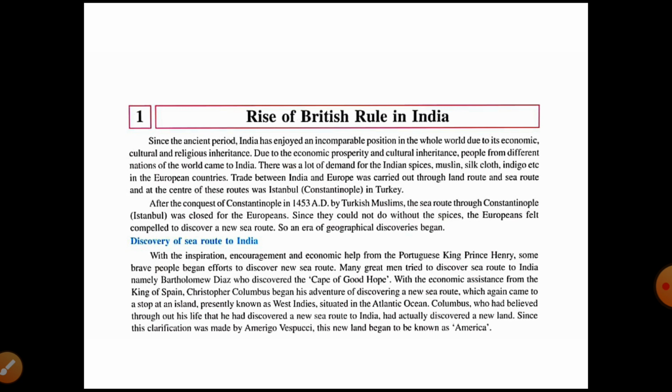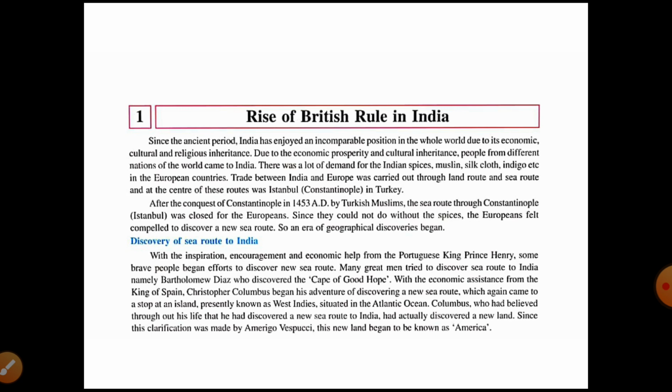Some brave people began efforts to discover a new sea route. Many great men tried to discover the sea route to India, namely Bartholomew Dias, who discovered the Cape of Good Hope, which is in the south, at the bottom of the south.